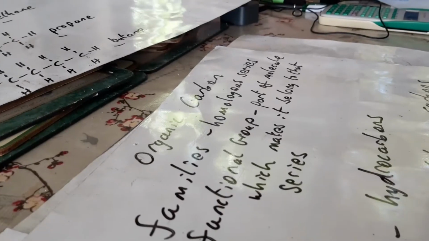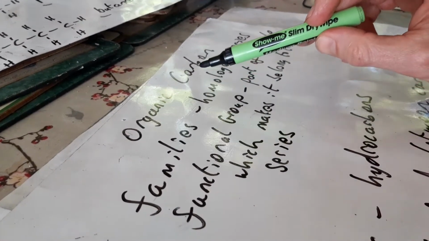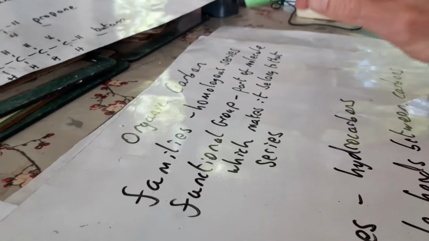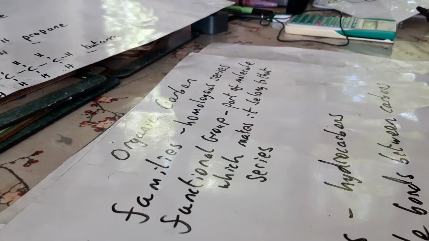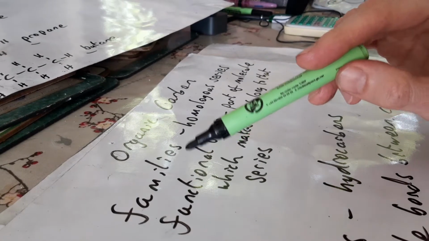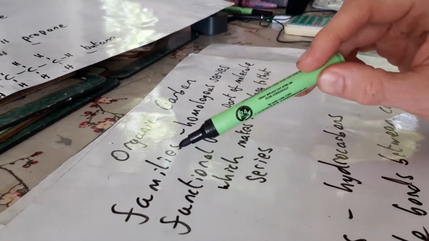What we're looking at today is organic chemistry, and organic chemistry is the study of carbon. It's all to do with the chemistry of carbon. There's millions and millions of carbon compounds. They're used everywhere all the time. And they're divided into things called homologous series, which you can think of similar to families.